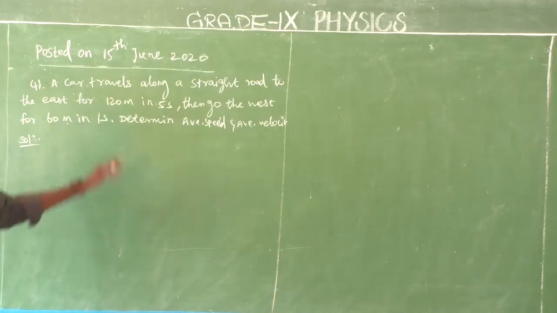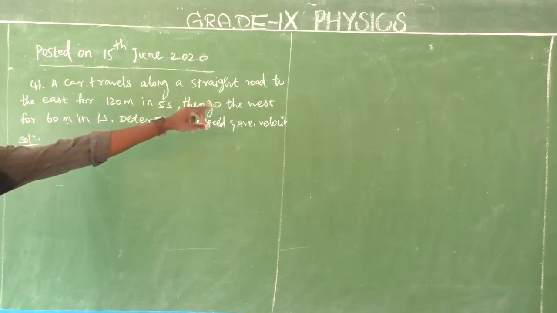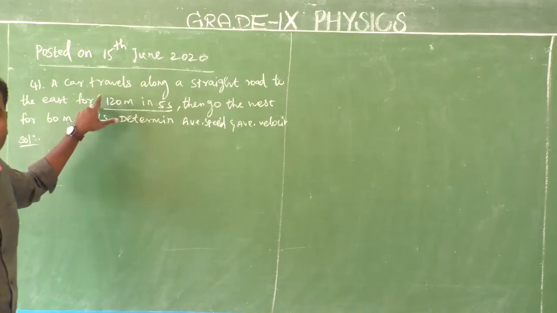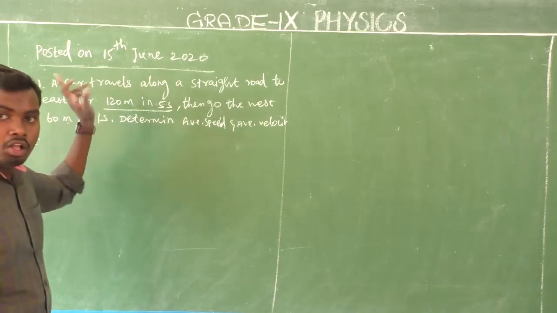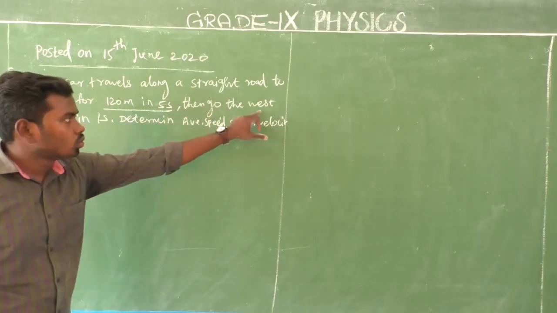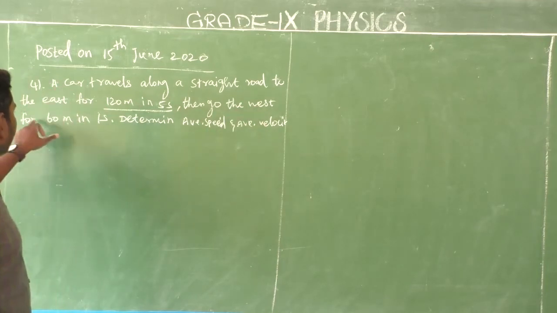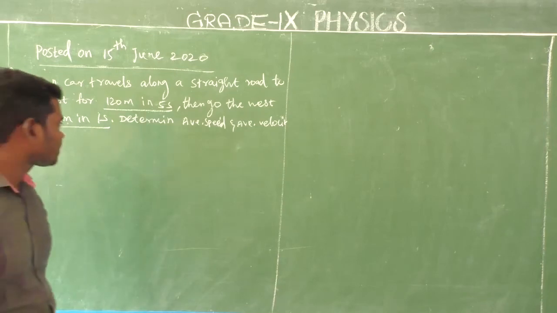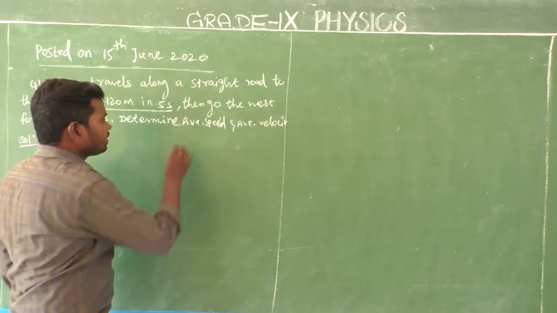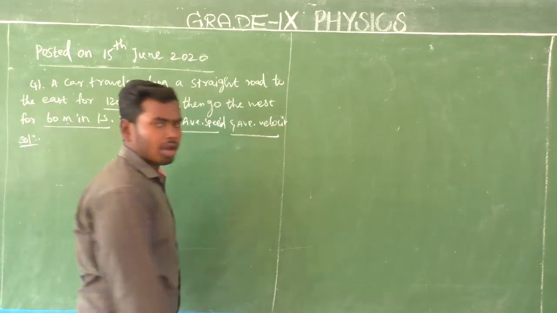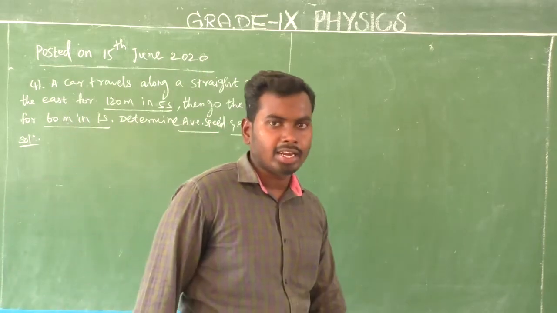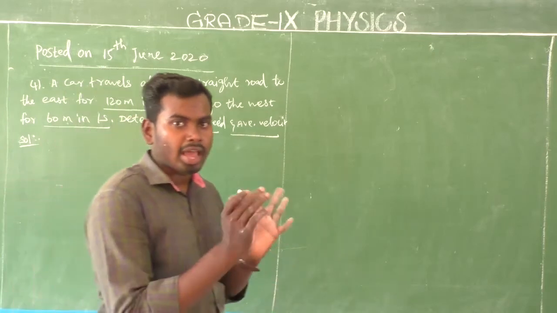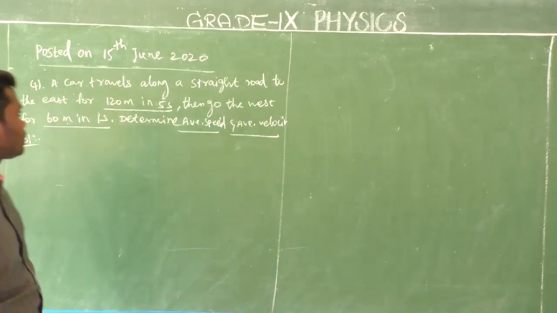Look at here. The car travels along a straight road to the east for how much? 120 meters distance in 5 seconds. Then goes the west for 60 meters in 1 second. So determine the average speed and average velocity. That is the question. Is it clear? So I am going to make a diagram about that scenario.